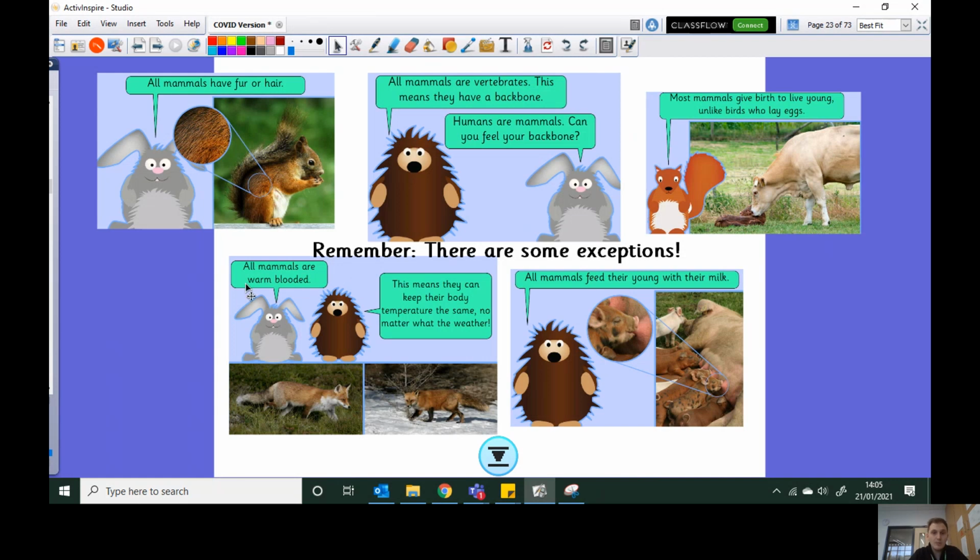All mammals are warm-blooded. This means that they keep their body temperature the same no matter the weather. They've got an example here of a fox. In a snowy scene, it would still be the same temperature. And all mammals feed their young with their milk. And we can see there's the mummy pig, and we can see the baby pigs feeding on the mother with their milk.